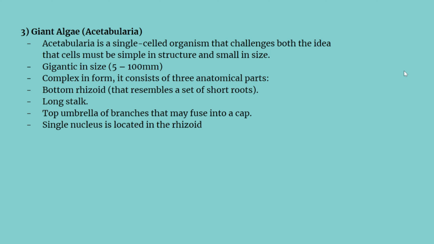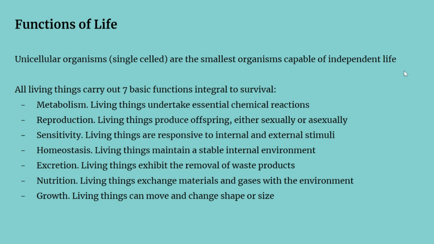And it's complex in form, when you expect cells to be the simplest unit of life in its simplest form, but they are complex in form. It consists of three anatomical parts: your bottom rhizoid, which resembles a set of short roots, a long stalk, and a top umbrella that branches off and may fuse into a cap. A single nucleus is located in the rhizoid. So it's not multinucleated, but it is big in size.